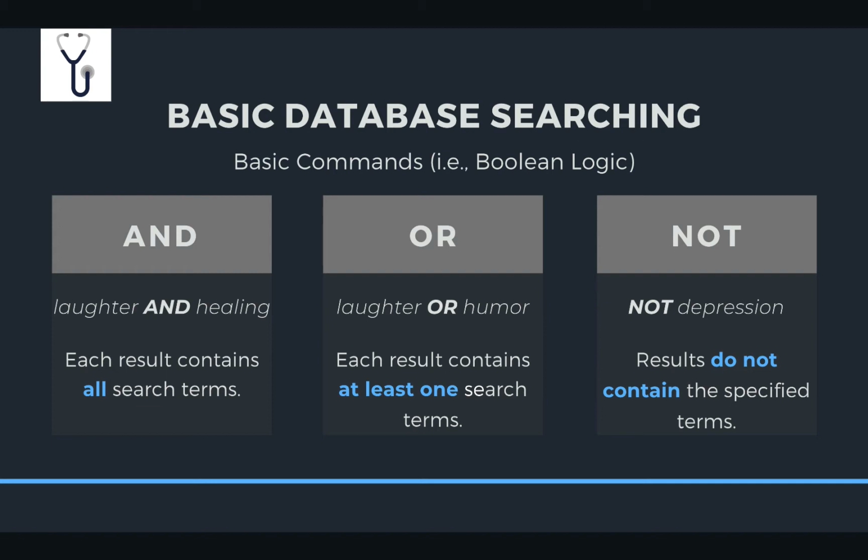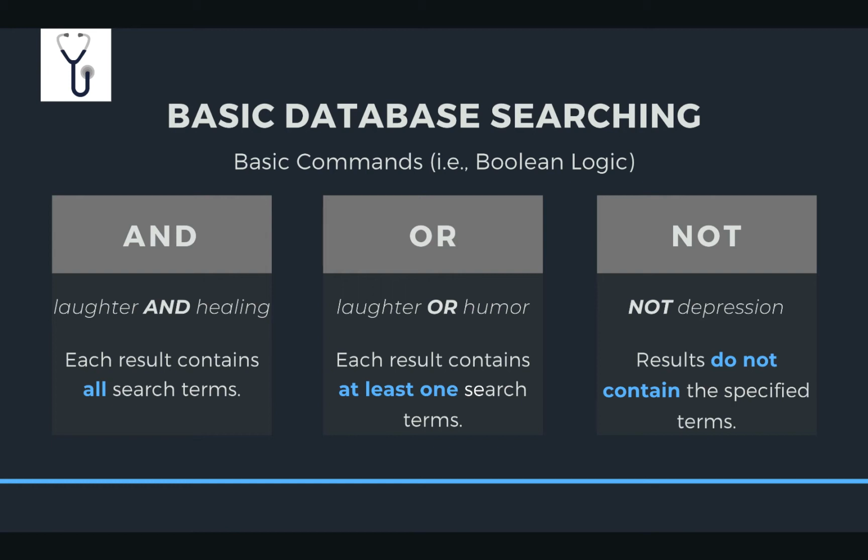Or is most often used between synonyms. For example, I may be focusing my research on laughter and healing among teenagers, but researchers will most likely not use that term when writing their research. I would want to consider other words that describe teenagers, such as adolescents or young adults, and use or between the terms to make sure that I'm getting all of the research that is covering that particular group. Or will expand our search results.